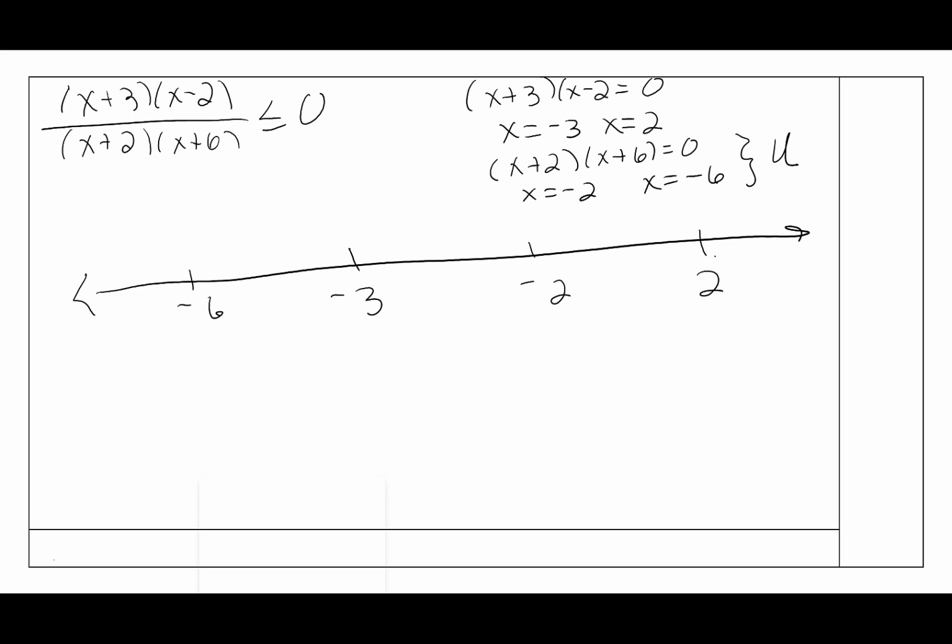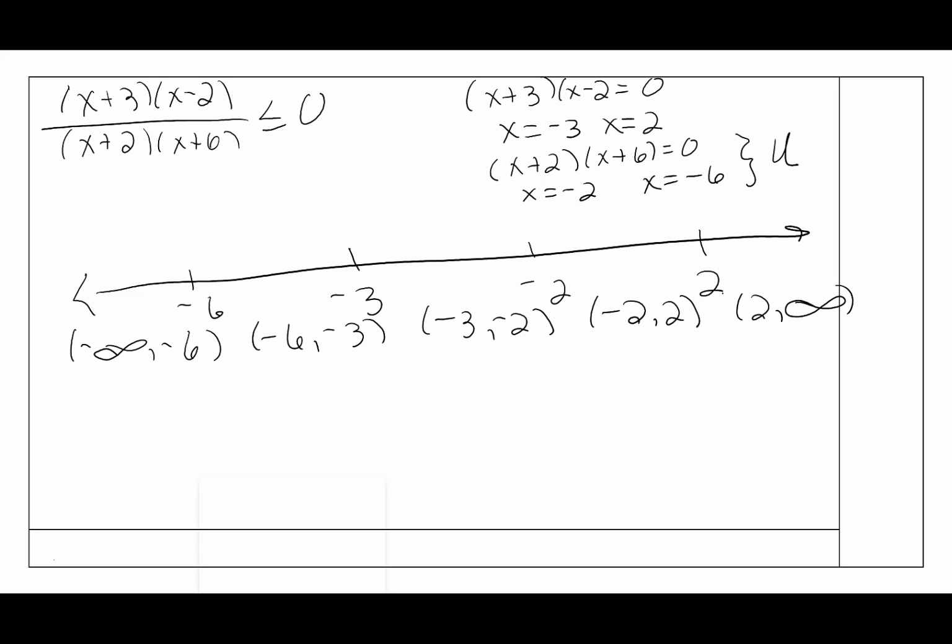I have a lot of intervals. Negative infinity to negative 6, then negative 6 to negative 3, negative 3 to negative 2, negative 2 to positive 2, and then 2 to infinity. Remember what I did last time. I said anything that came from the denominator, I'm going to put a dash line in. So at negative 6, I'm going to dash it through. At negative 2, I'm going to dash it through. And then I'll put a straight line when I get to the ones that came from the numerator. And that just helps me sort between all these numbers.